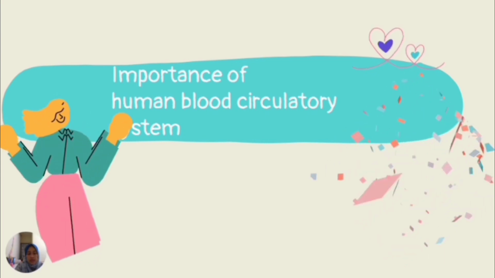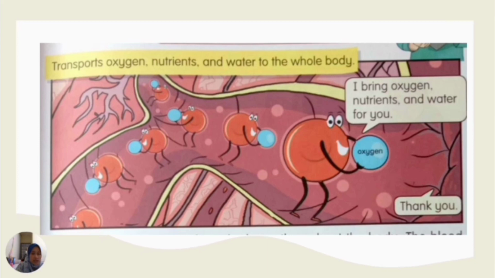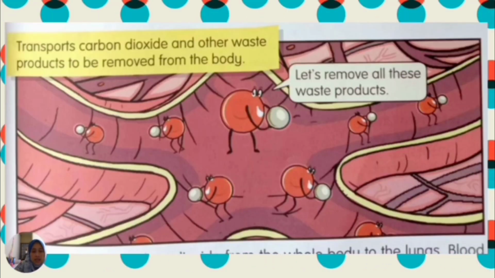Now let's move into the importance of the human blood circulatory system. The human blood circulatory system transports oxygen, nutrients and water to the whole body. Blood transports oxygen from the lungs throughout the body. The blood containing nutrients absorbed from the intestine is brought to the heart before being pumped to the whole body.